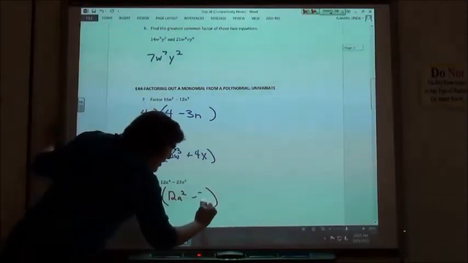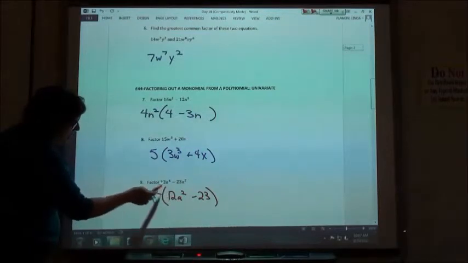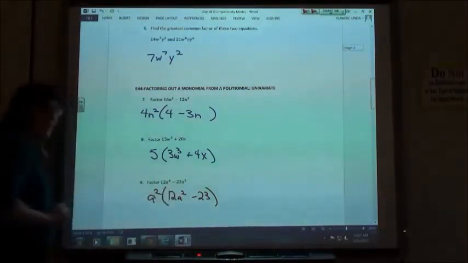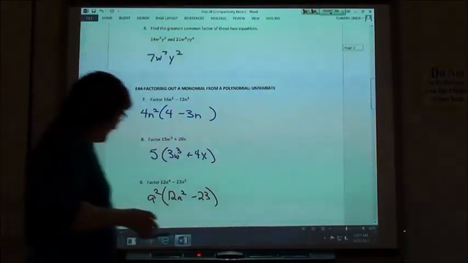So if I took a squared times 12a squared, I get 12a to the fourth. And a squared times negative 23, I get negative 23a squared, which I do.